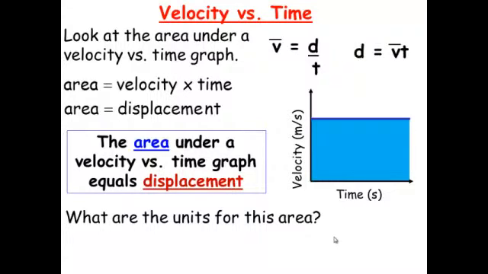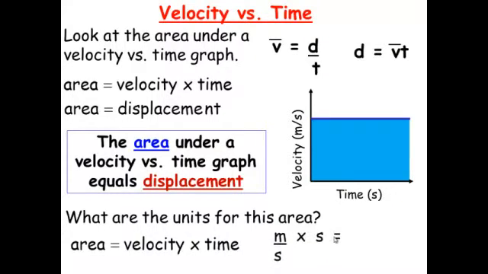The units for this area can be calculated the same way. Since area is velocity times time, I would take the units for velocity, meters per second, and multiply that by the units for time, seconds. Seconds will cancel out, and I'll be left with meters. The units for area underneath a velocity versus time graph are meters.